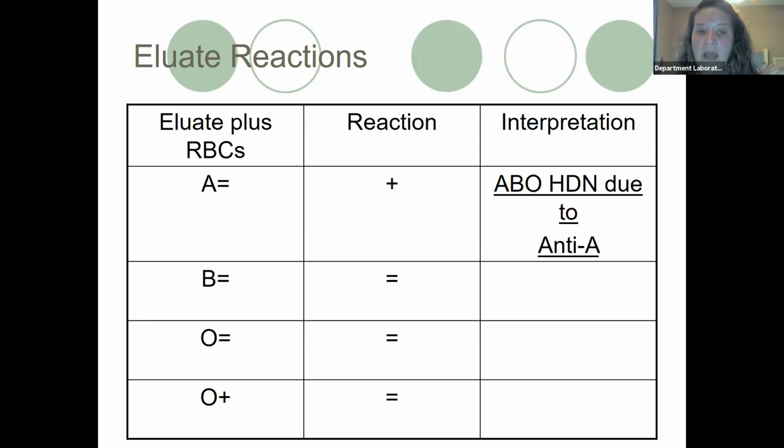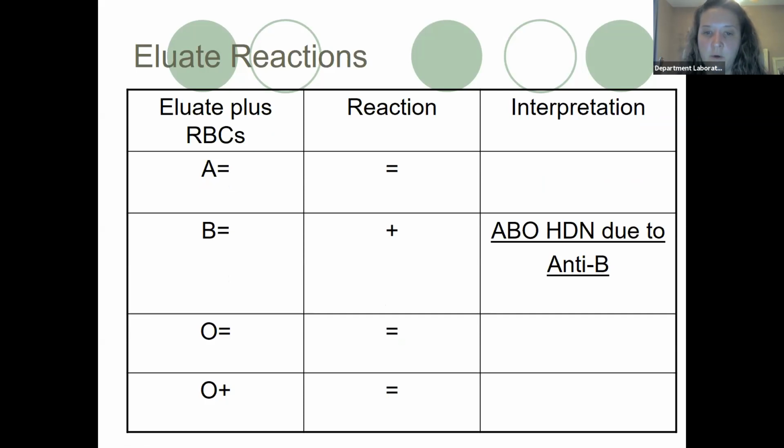Whereas if we did the eluate and it was positive with A and B cells, then it would be anti-A,B coating baby cells. Okay. And we have some examples that we're going to go through at the end of this lecture, so you guys will be able to see that.